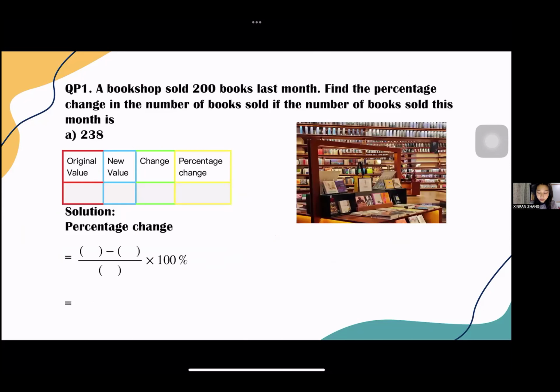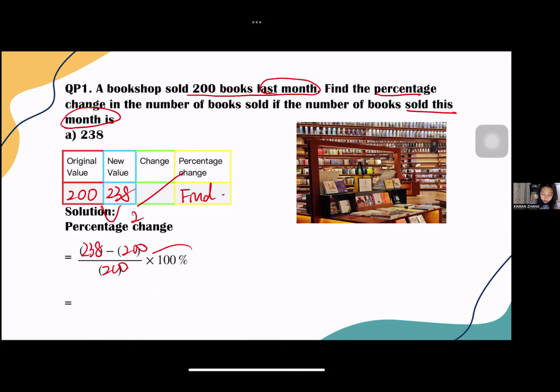And then let's do some quick practice. We sold 200 books last month, which means it's the original value. And we need to find the percentage change. And also we know we sold 238 this month, which means the new value is 238. It doesn't give us the change as well, but it doesn't matter. We already have two pieces of information here. So we'll use the new value minus the original one, divided by the original one. Please don't forget to multiply by 100%. It's really important. So we get 38 divided by 200 times 100%, which means we get 19%.